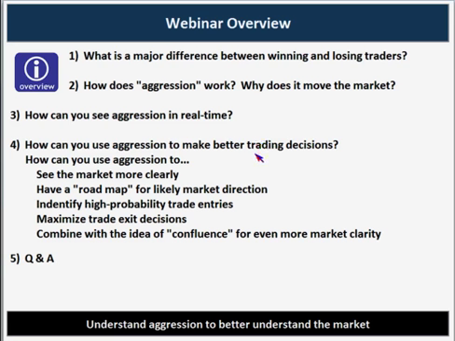And finally, we want to get into some real detail, show a lot of charts and examples about how you can use this concept of aggression to make better trading decisions, to see the market more clearly, talk about the roadmap concept that I really like, and then really hone in on 4 really high probability trade entries using this idea, as well as talk about exit decisions, and then talk about a really interesting idea that we call Confluence. And then at the end also, we're going to have some time for some questions and answers.